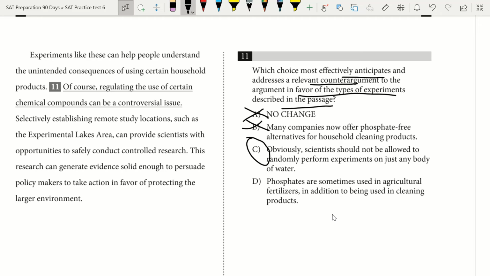Yes, that's acknowledging that counter-argument to this experiment. That counter-argument being that scientists shouldn't just mess with water bodies. In this case, they're saying obviously they shouldn't be allowed to just randomly do it on any body of water, but on specific ones they should. So that's addressing that counter-argument. C would be our correct answer for 11.